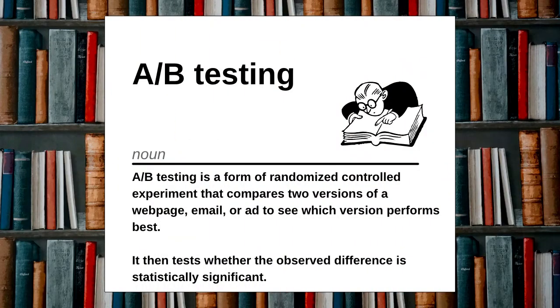So back to our definition. A/B testing is a form of randomized controlled experiment that compares two versions of a web page, email, or ad to see which version performs best. It then tests whether the observed difference is statistically significant.